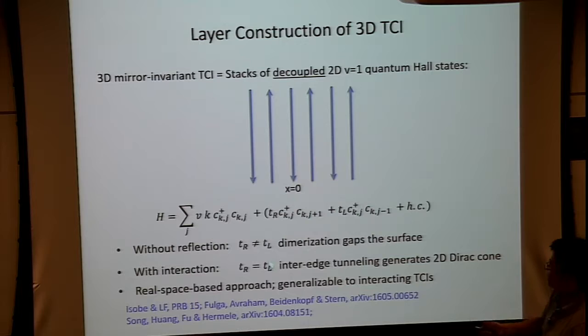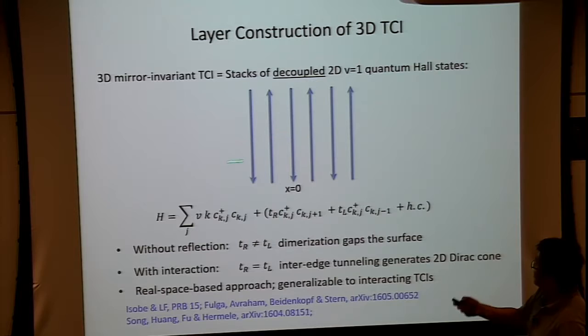And now I can turn on some very weak tunneling between these edges. I can turn on this perturbation only on the edge, not in the bulk, right? Now, if this reflection symmetry with respect to x equals 0, x to minus x, is absent, then there's no reason that the tunneling to the left and tunneling to the right are equal. So generally, they are unequal. And when they're unequal, the stronger one would basically dominate, and we have basically a dimerized set of quantum Hall bilayers. This dimerization couples counter-propagating edge states and gaps them out. So in this case, without reflection symmetry, the dimerization completely gaps the surface, so there's nothing interesting left on the surface.